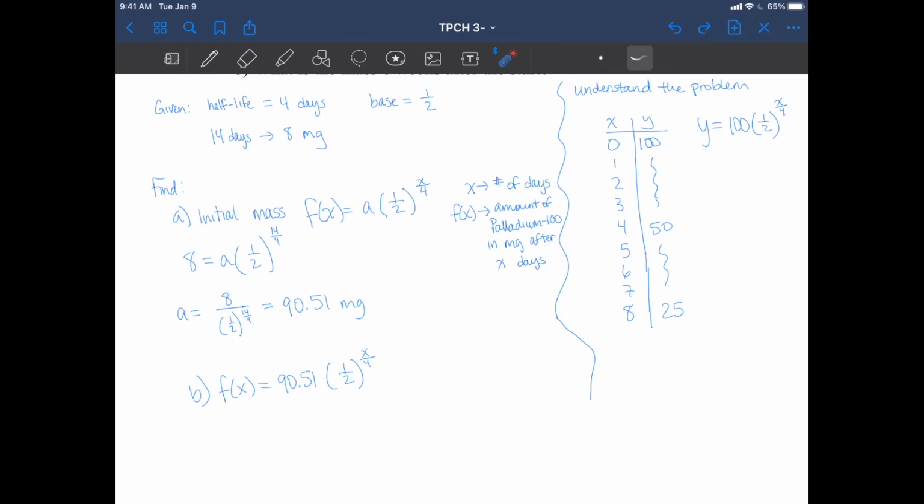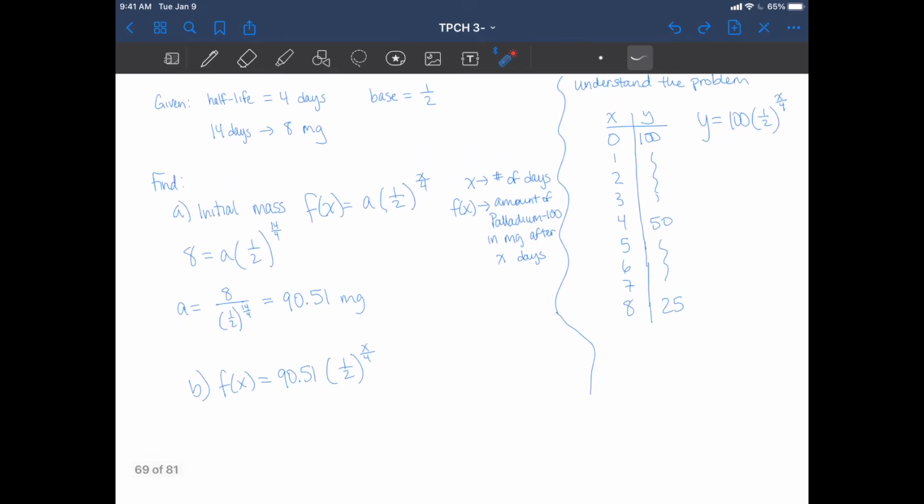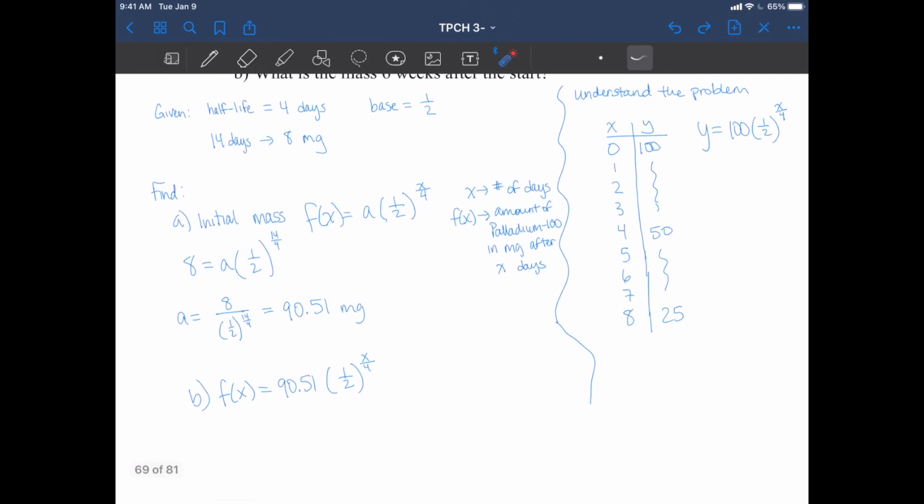Now it says, what is the mass 6 weeks after the start? Now it's asking about 6 weeks, but x is being represented in number of days, so I have to do some unit conversions here. So 6 weeks means 42 days, right? Because there's 7 days in a week. So you do 7 times 6 to get the 42.